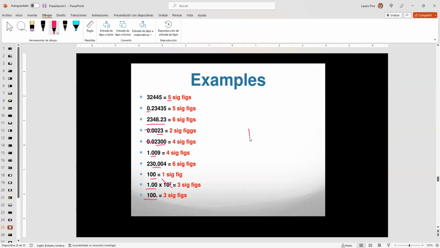For example, if you have a number like this, and I want you to round until the 10, then you will say that this number will be 10.1, and it has 3 significant figures. It's very important that you take into account the rules of rounding up and significant figures in exercises like this.